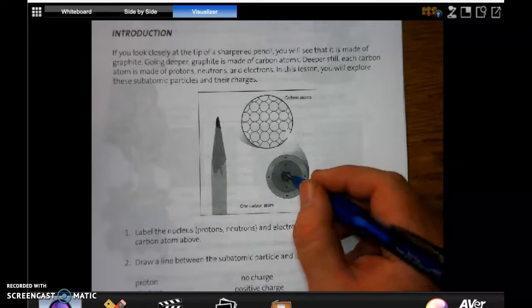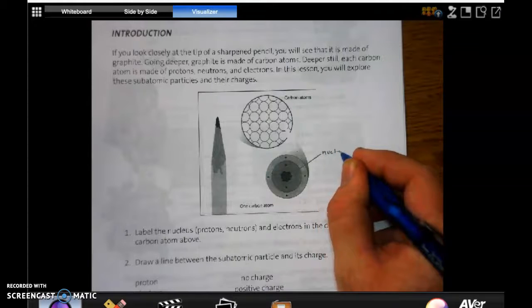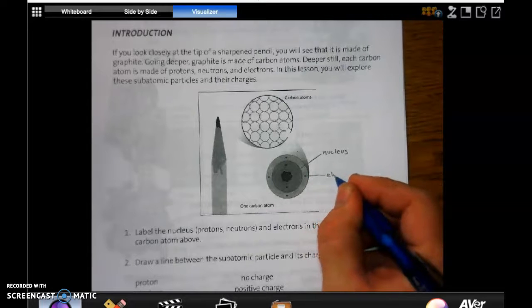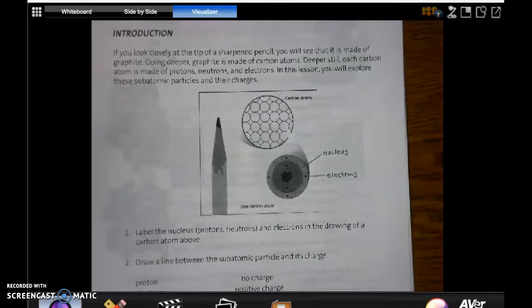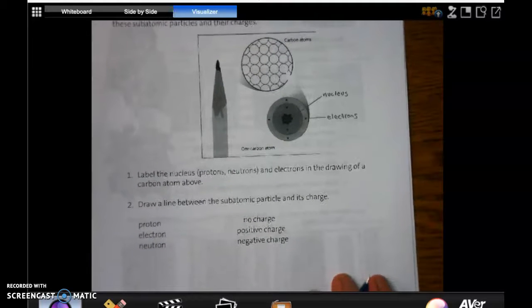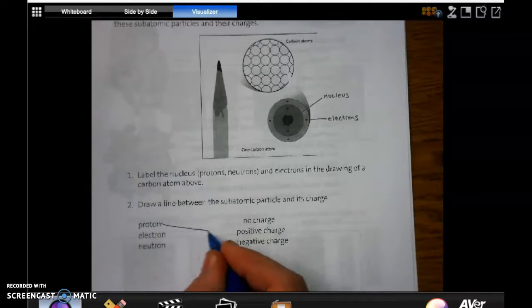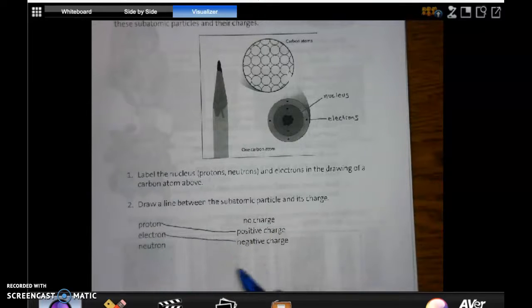So this is the nucleus right here. And these guys are the electrons. So now, further down on the paper, it asks us to draw a line between the subatomic particle and its charge. A proton has a positive charge. An electron has a negative charge, and a neutron has no charge, or a neutral charge.